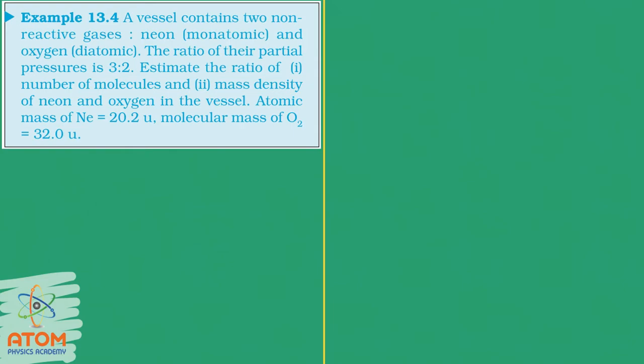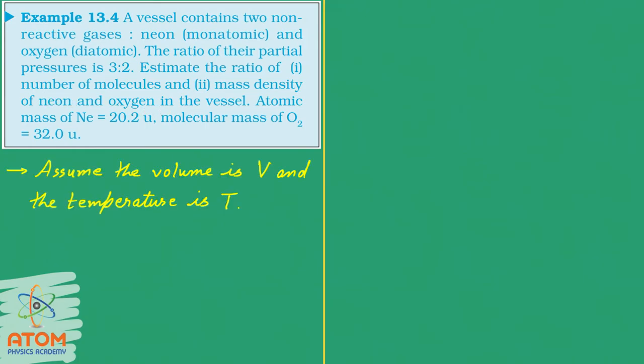So here you have been given a mixture of two gases, both non-reactive, neon and oxygen, and the ratio of their partial pressure is 3/2. Then we need to estimate the ratio of number of molecules and the ratio of mass density of both of these gases. First of all, assume that the volume of gas is V and the temperature is capital T.